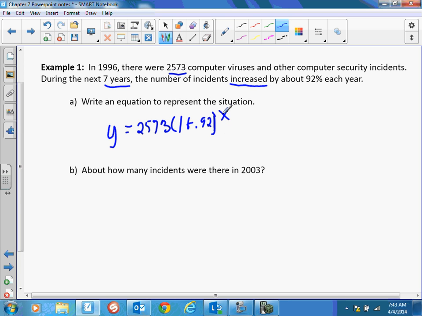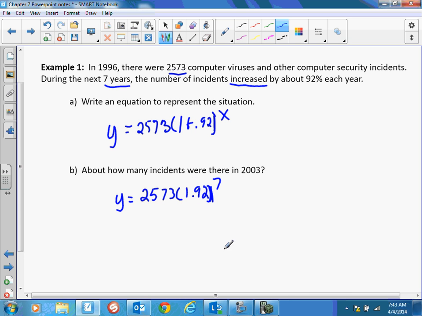And that could be any number of years. If you want to find 8 years, you put in 8 for x. 9 years, put in 9 for x. Then how many incidents were there in 2003? Well, 7 years from 1996 to 2003, so now we know we can put in 7. So we can simplify this and go y equals 2,573, 1 plus 0.92 is 1.92, to the power of 7. So 2,573 times 1.92 to the power of 7.